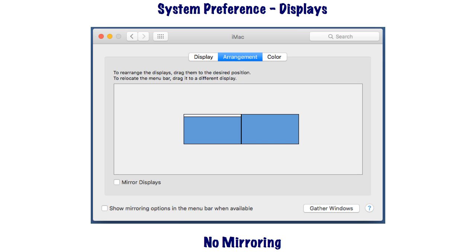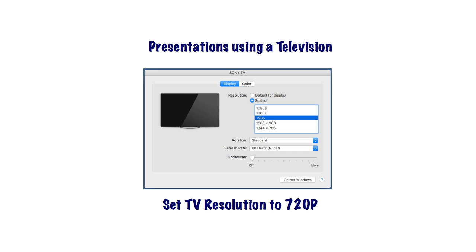So if we look at how we have our displays configured in the System Preference Displays panel, there are actually two separate displays. This one is the Macintosh, this one is the television. And the way we configure it to be two separate and unique displays is we turn off mirroring for displays. So no mirroring while we're doing presentations. If we take a look at the configuration of the TV, we have the resolution of the TV set to 720p. That's because Huddle likes to use 720p for their high definition video, so that'll make this video work really well with Huddle.